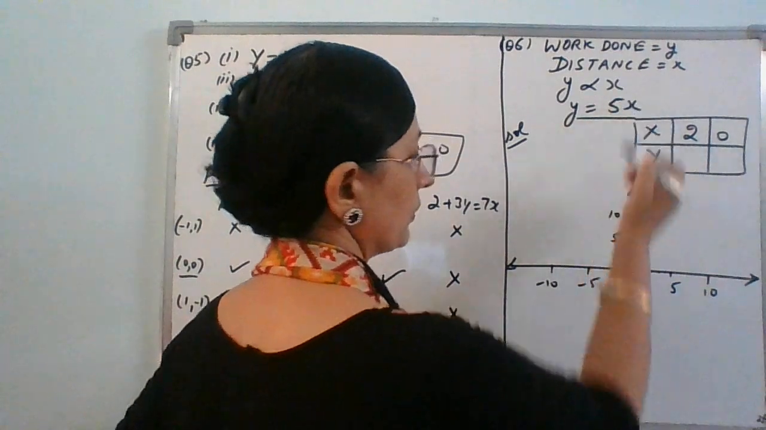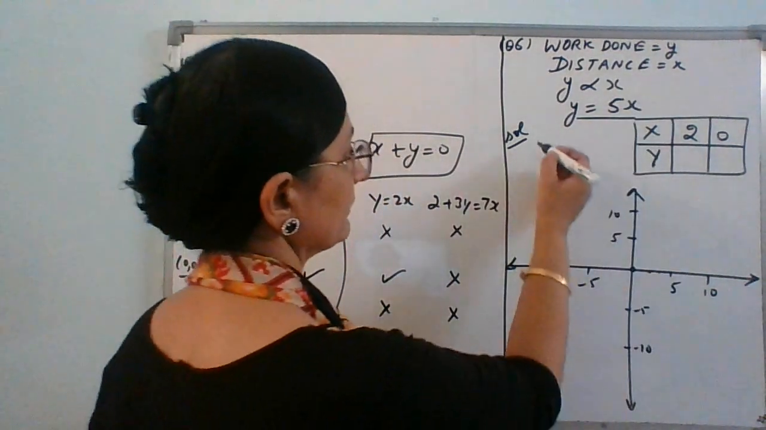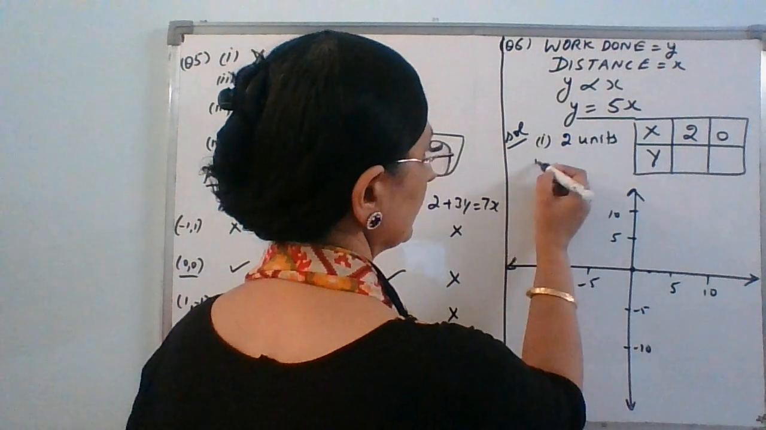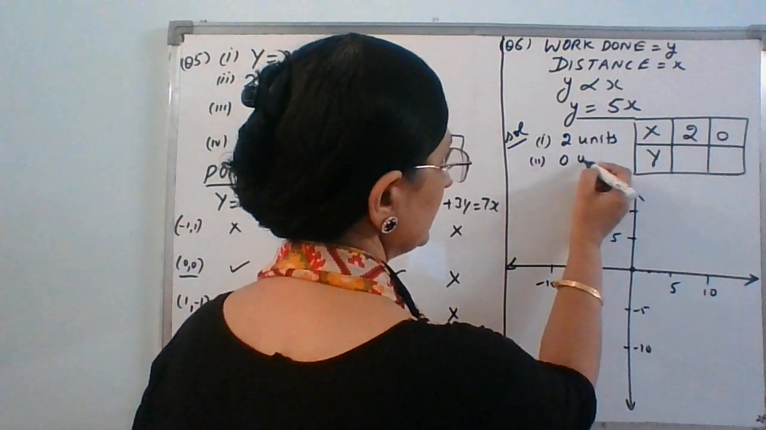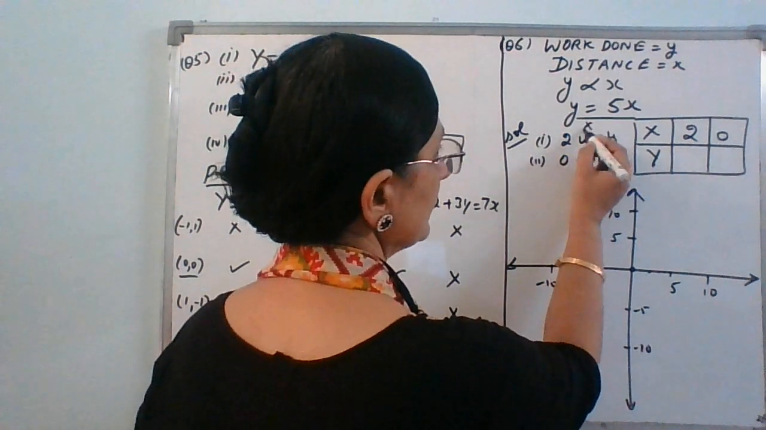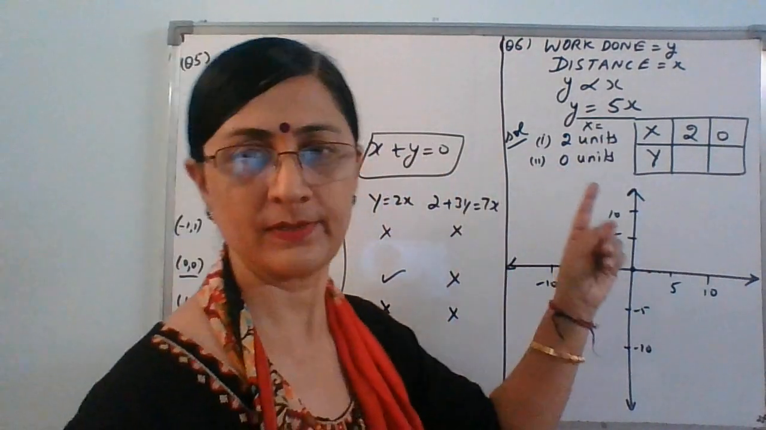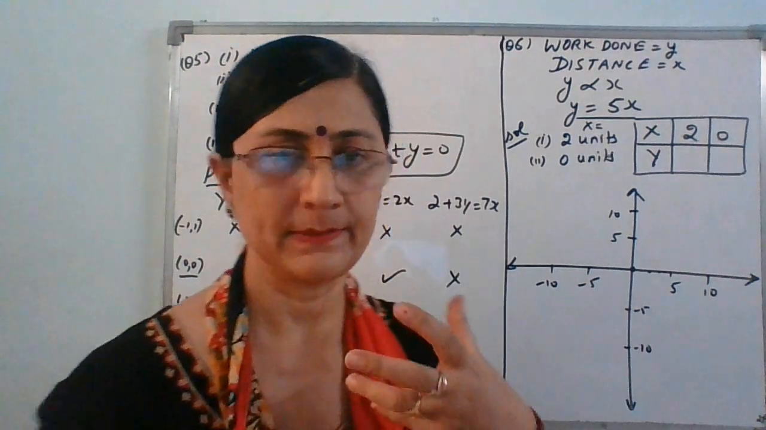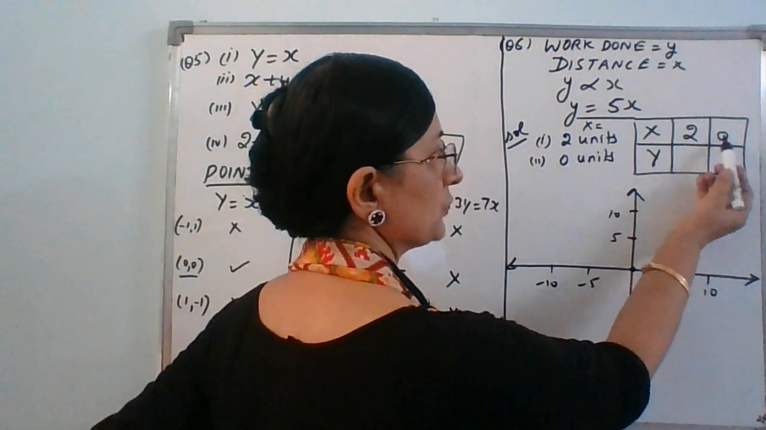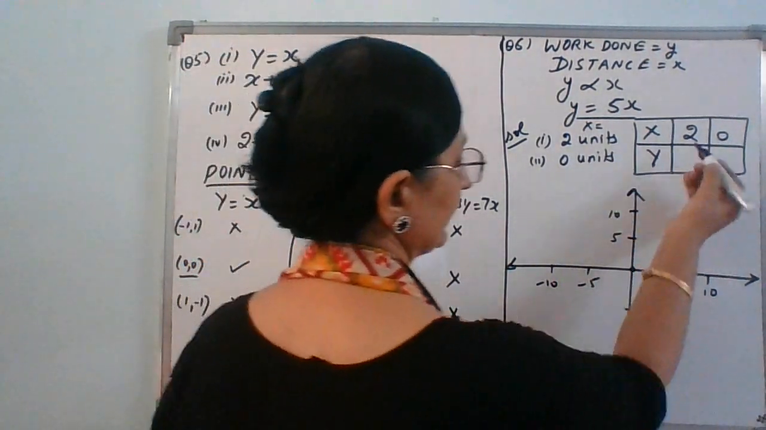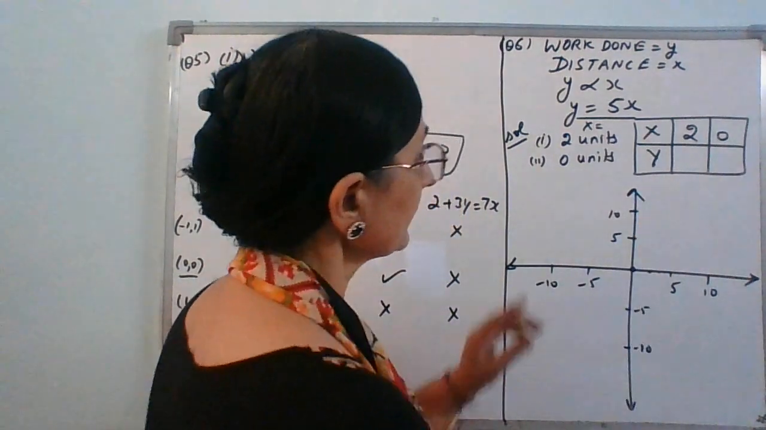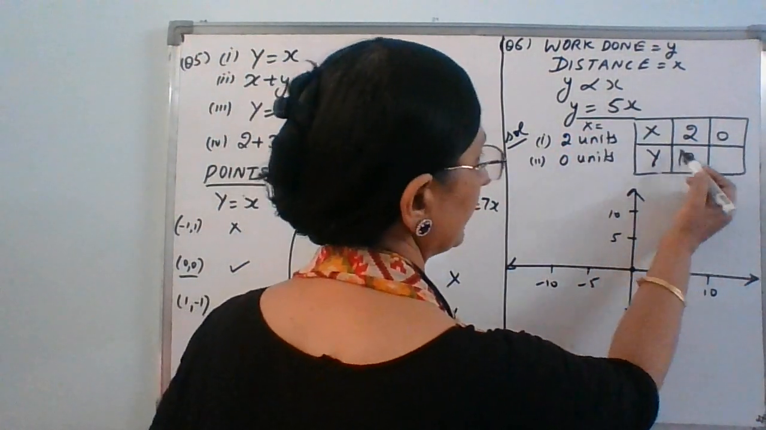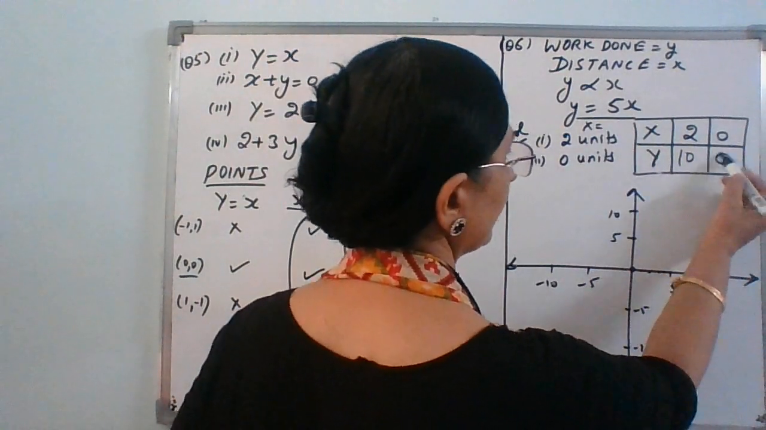Now we are supposed to draw the graph for that, and they have given us first 2 units, when the distance is 2 units, and then it is 0 units. Distance here is x. So these are the values of x, when x is 2 and when x is 0. So I'm not taking values from my side. I'm taking the same values 2 and 0. So let us plot there. Let us see. When x is 2, y is 2 fives are 10. When x is 0, 5 times 0 is 0, y is 0.